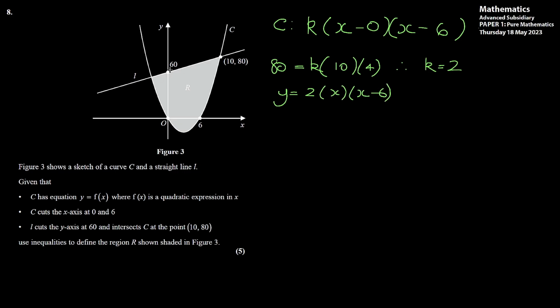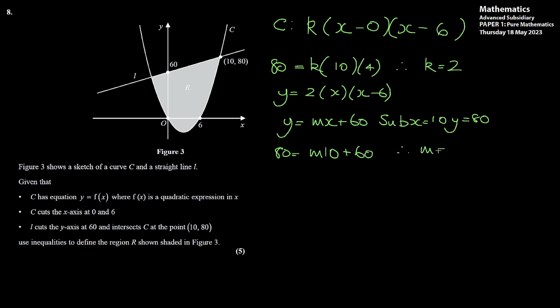Now the straight line. We know the intercept is 60, so we know that the form of the equation must be y equals mx plus 60. We're also given the same point on the line, (10, 80), so we can substitute those values in. And we get that 80 is equal to m multiplied by 10, plus 60. And we get that m is also equal to 2.